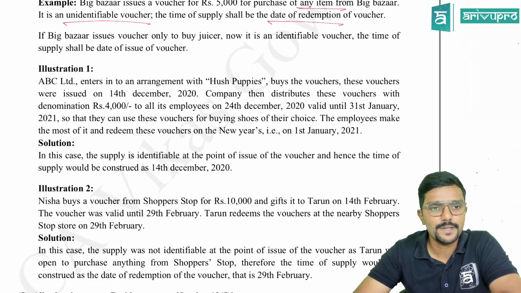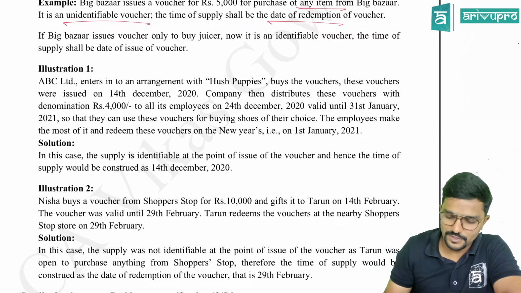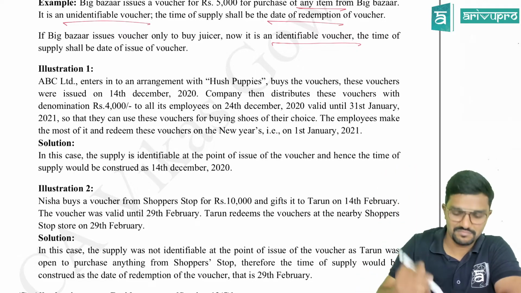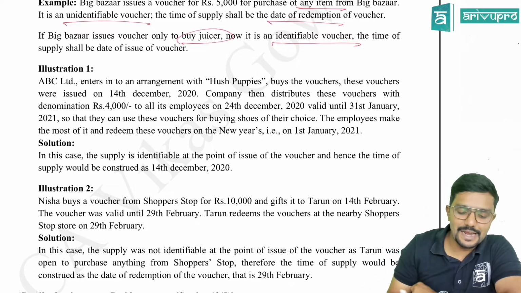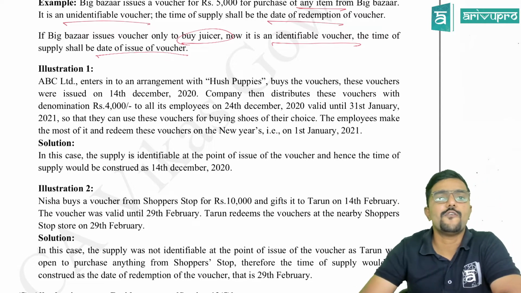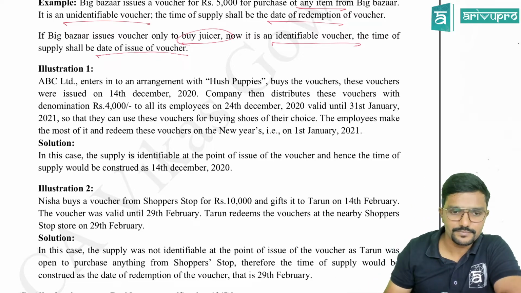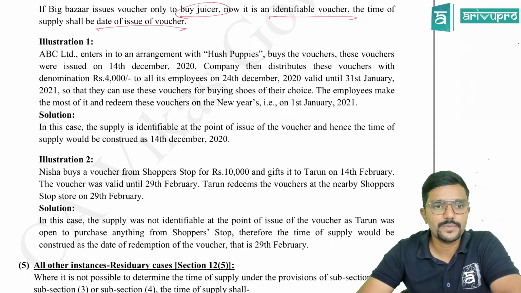Okay, sir. Next, if Big Bazaar issues a voucher only to buy a juicer, now it is an identifiable voucher. The voucher is given only to purchase what? Juicer. The time of supply shall be the date of issue of voucher. So two illustrations also I have given. Let me go through it.